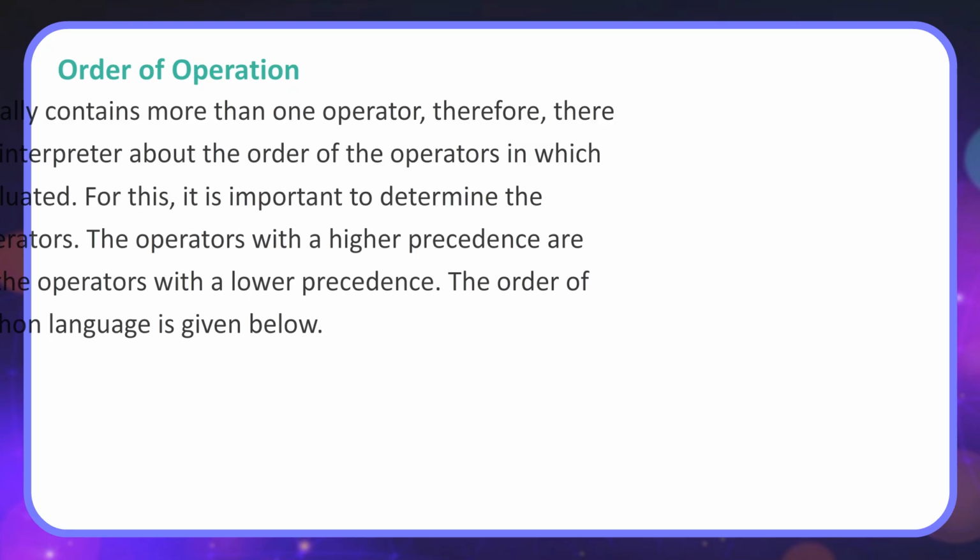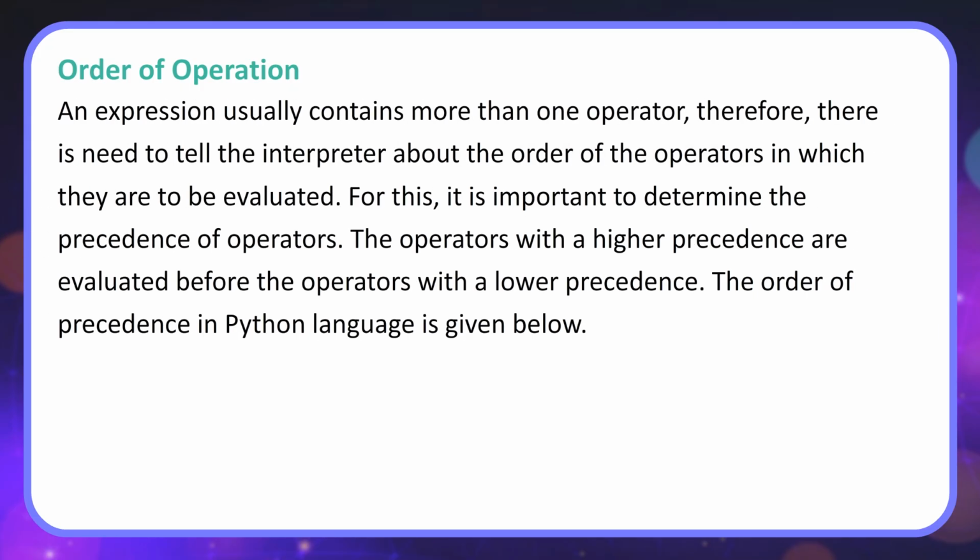Order of operation. An expression usually contains more than one operator, therefore, there is need to tell the interpreter about the order of the operators in which they are to be evaluated. For this, it is important to determine the precedence of operators. The operators with a higher precedence are evaluated before the operators with a lower precedence. The order of precedence in Python language is given below.